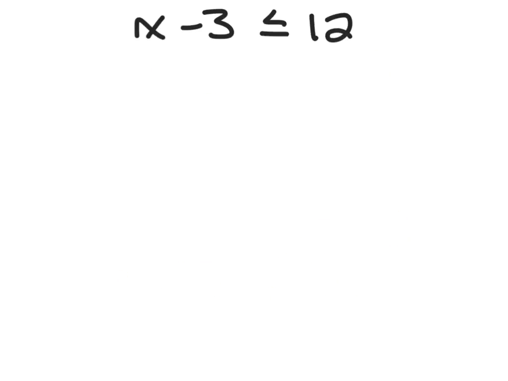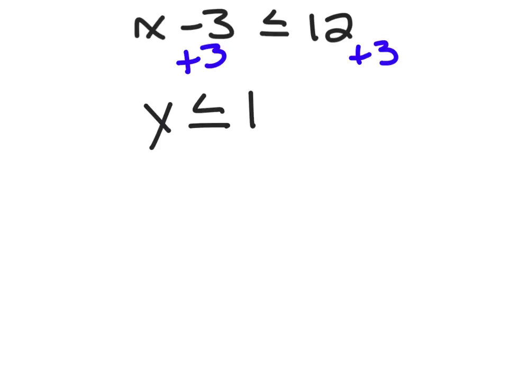Our next example, we have x minus 3 is less than or equal to 12. So again, we're going to use the inverse operation. The opposite of subtracting 3 would be to add 3. Whatever we do to one side, we do to the other. We are now left with x on the left. We keep our sign, less than or equal to, and 12 plus 3, which is 15, on the right.